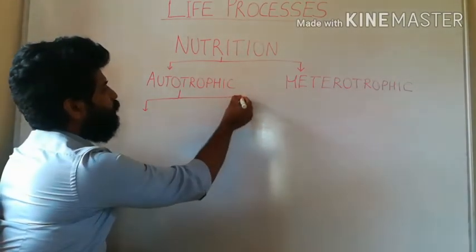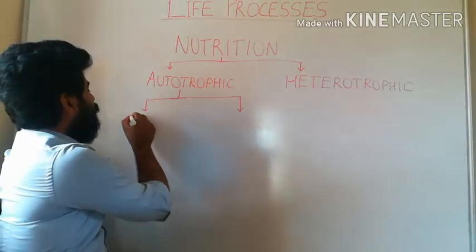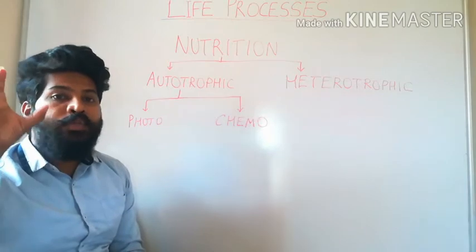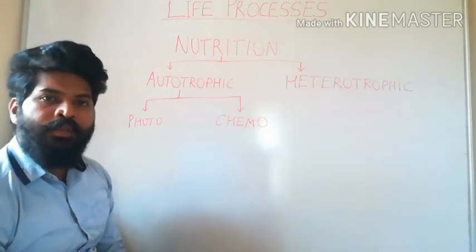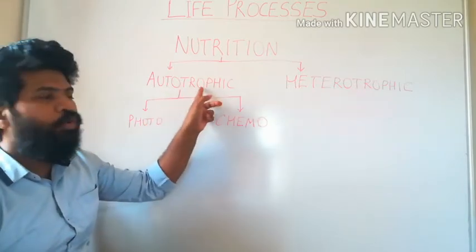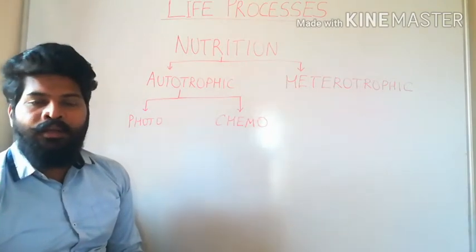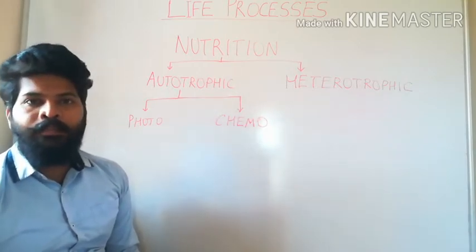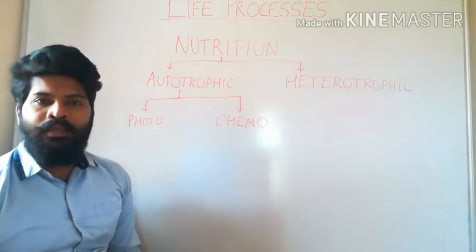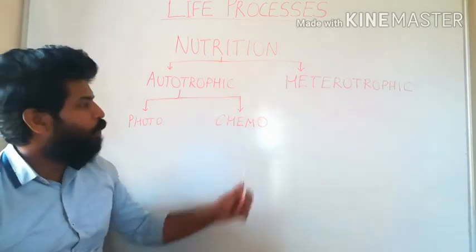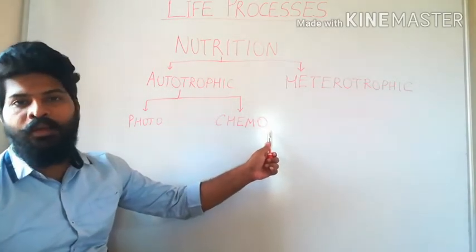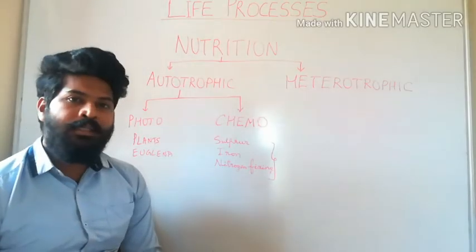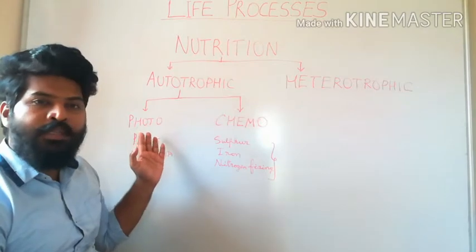Autotrophs use different sources for preparing their food. Plants, for example, use light as a source of energy for preparing their food. So plants are called photoautotrophs. Whereas bacteria, for example, nitrogen fixing bacteria or sulfur bacteria or iron bacteria, use certain inorganic chemicals to synthesize their food. So they are called chemoautotrophic organisms. So photoautotrophs and chemoautotrophs.